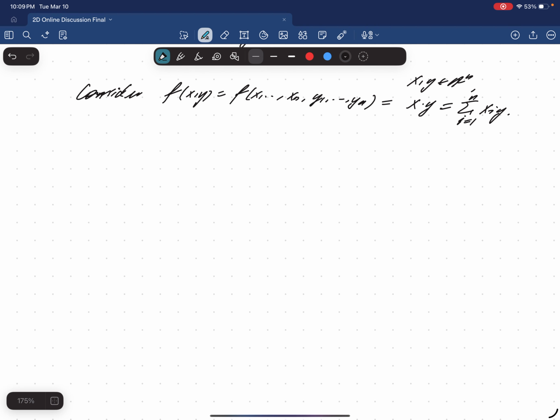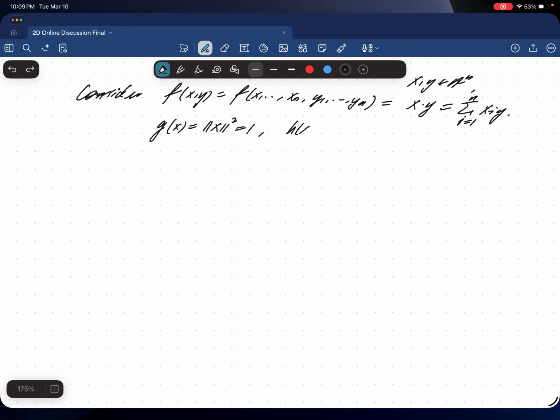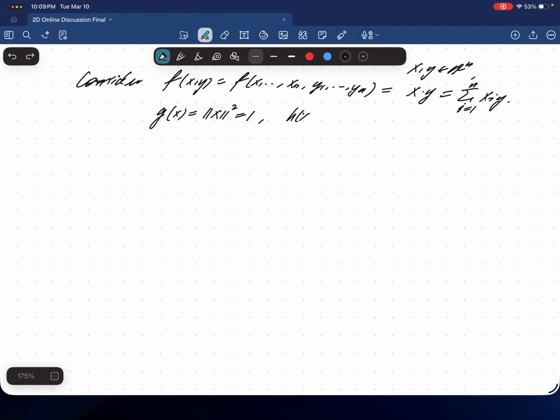And consider the constraints g of x equals the norm squared of x equals 1, and h of y, the norm squared of y equals 1. So let's maximize f subject to g equals 1 and h equals 1.